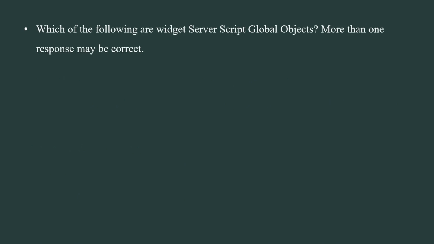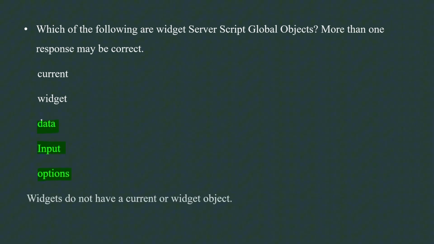Which of the following are widget server global objects? More than one response may be correct. Current, widget, data, input, options. Answer is data, input and options. Widgets do not have a current or widget object.